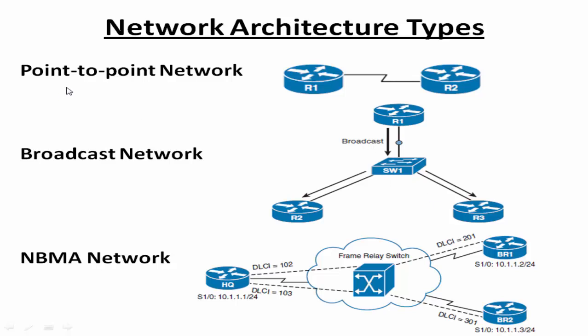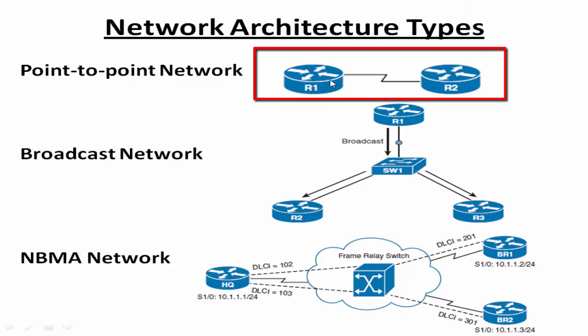Let's explain the first one, point-to-point network. In a point-to-point network, we're connecting two routers only to each other. Look at this diagram here. We are connecting router 1 and router 2 to each other using a serial link.